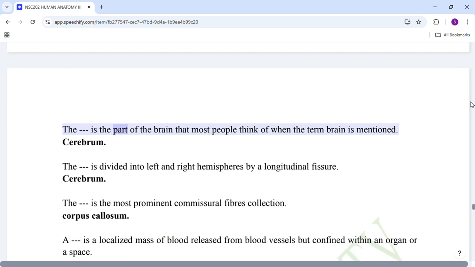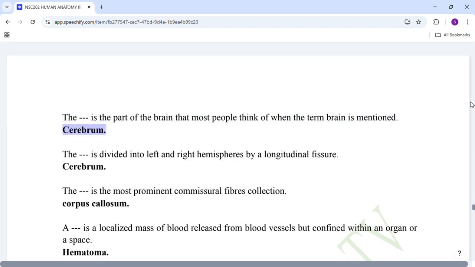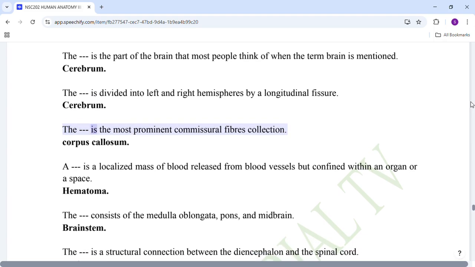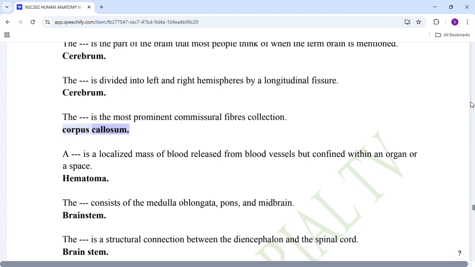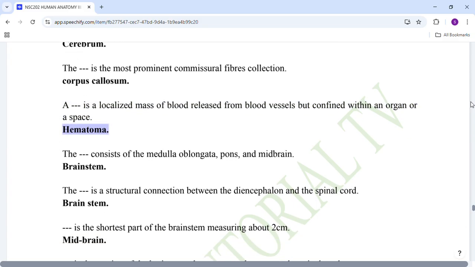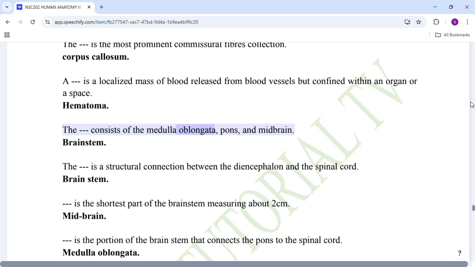The cerebrum is the part of the brain that most people think of when the term brain is mentioned. The cerebrum is divided into left and right hemispheres by a longitudinal fissure. The corpus callosum is the most prominent collection of commissural fibers. A hematoma is a localized mass of blood released from blood vessels but confined within an organ or a space.